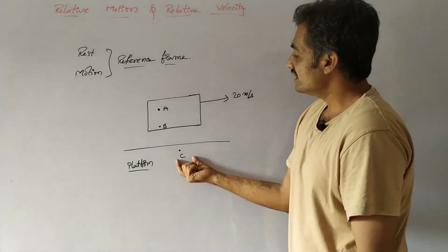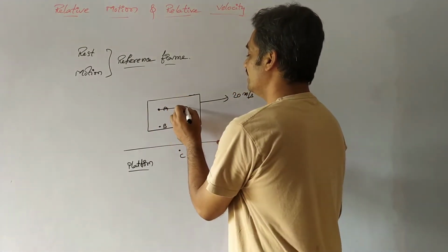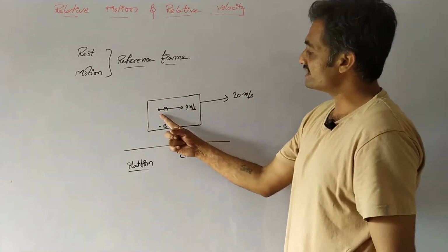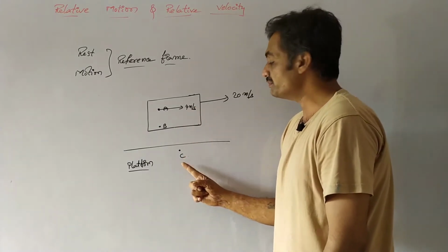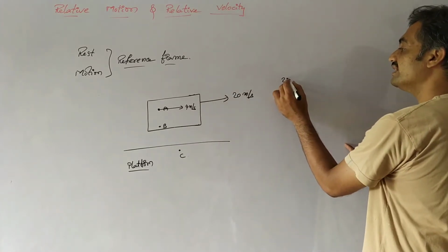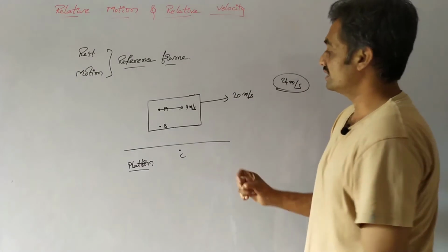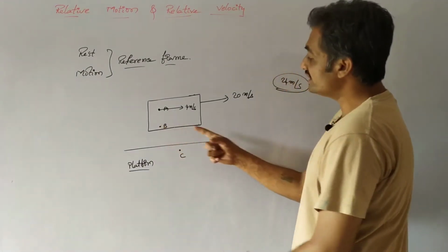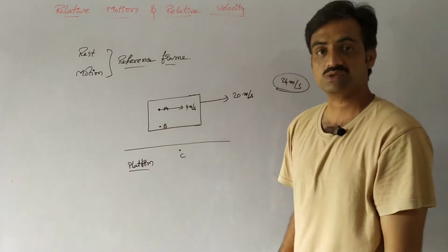Now let us consider that passenger A is moving in the forward direction within the train with a speed of 4 meter per second. Since passenger A is moving within the train with this speed, with respect to passenger C, passenger A possesses a speed of 24 meter per second. Whereas passenger B possesses a speed of 20 meter per second with respect to passenger C. Why? Because he is not moving within the train, he is at rest.